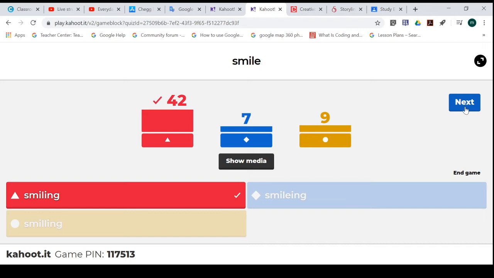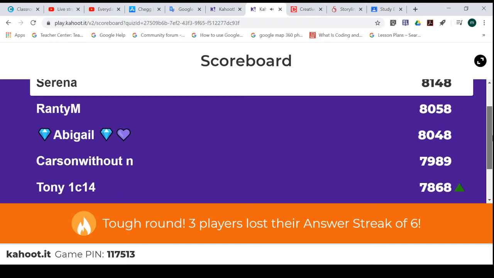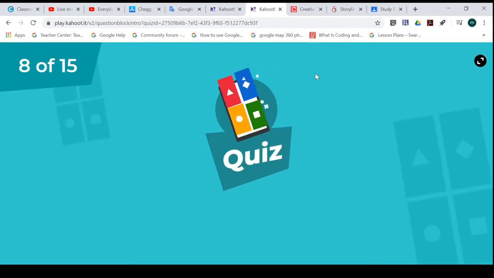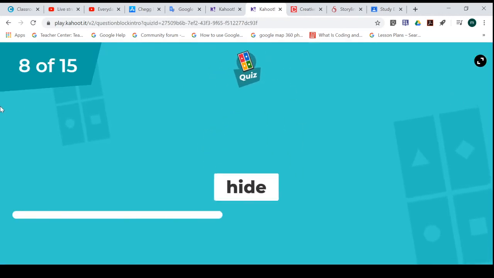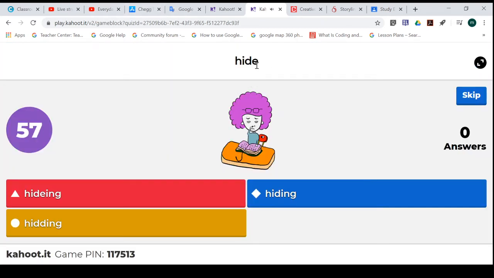So that was that super easy rule to remember. Okay, has it changed things? Tony has jumped up into the top five. Right then, question eight, hide. Oh, well, this surely is easy now, because again, look, we've got the E at the end. So what are we going to do? Keep it? Drop it? Hide. Hiding.